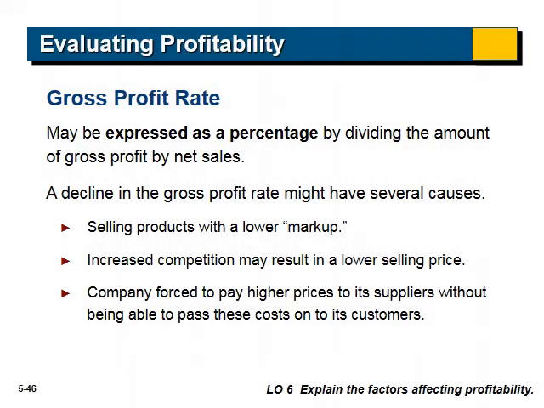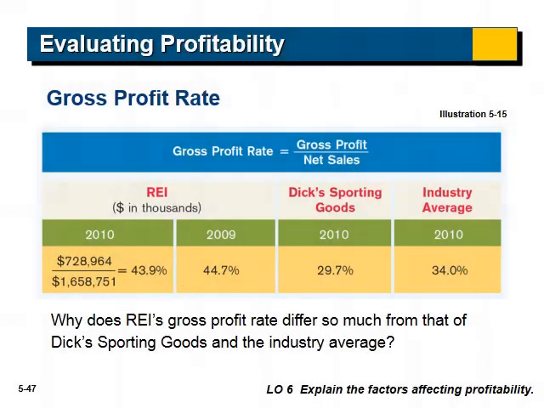Let's now talk about evaluating profitability. In other words, how to interpret the profitability. One thing is called the gross profit rate. Basically the idea of the gross profit rate is to figure out what percentage your gross profit is compared to sales. It is computed by taking the gross profit and dividing by sales.